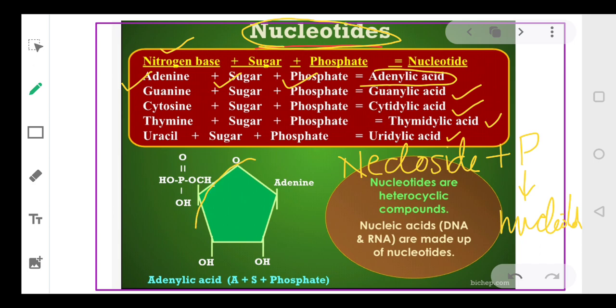This is your pentose sugar. ये आपका pentose sugar है. ये आपका nitrogen base है, that is your adenine, and this is your phosphate group. So nucleotide is made up of 3 parts: nitrogen base, sugar and the phosphate group.